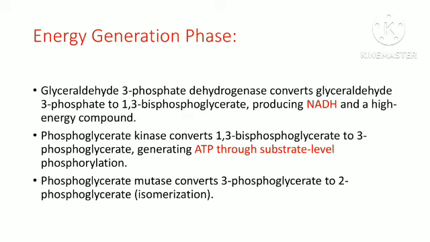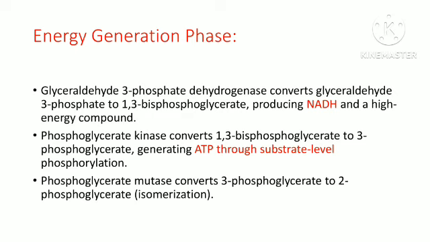Phosphoglycerate kinase converts 1,3-bisphosphoglycerate to 3-phosphoglycerate, generating ATP through substrate-level phosphorylation. Phosphoglycerate mutase converts 3-phosphoglycerate to 2-phosphoglycerate, an isomerization.